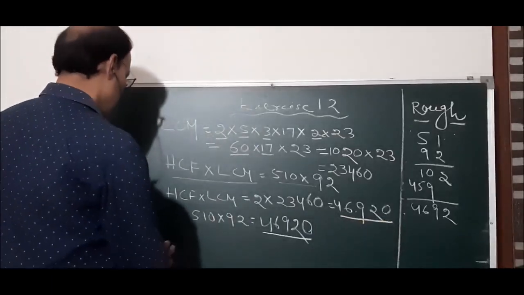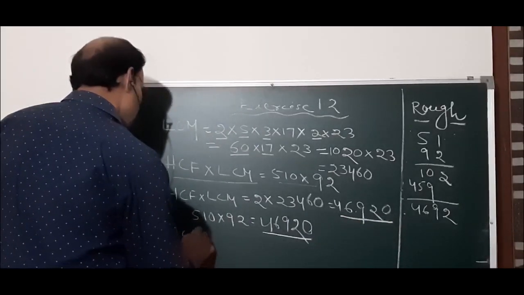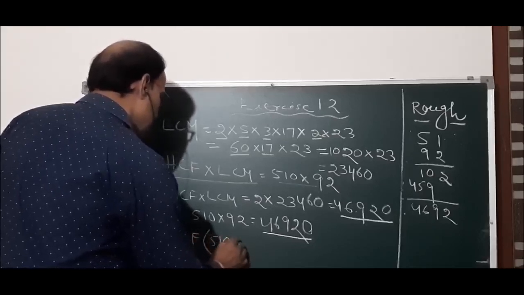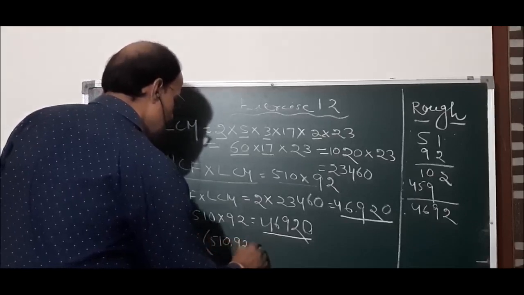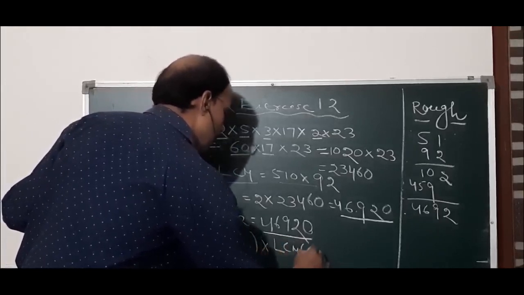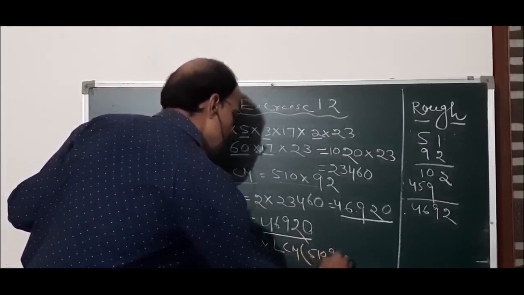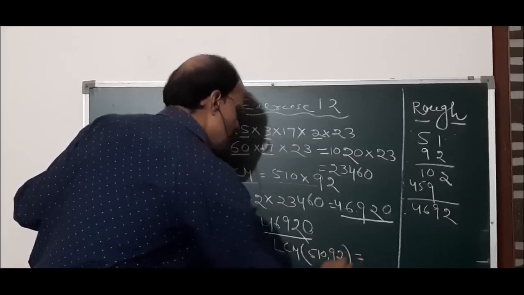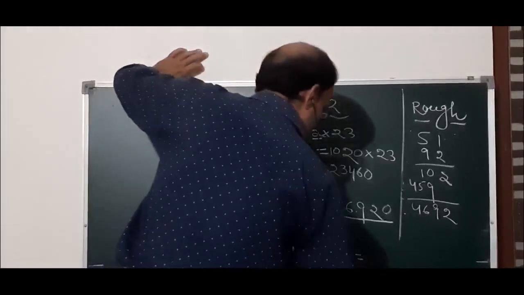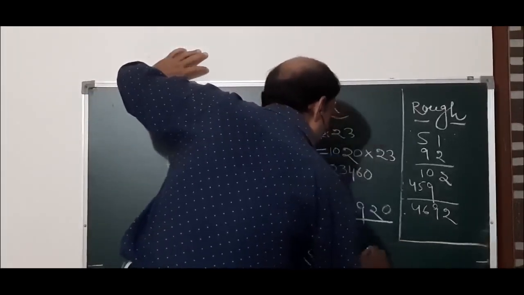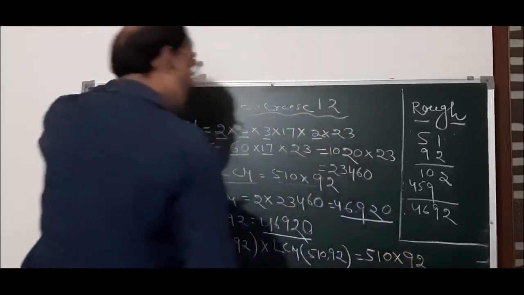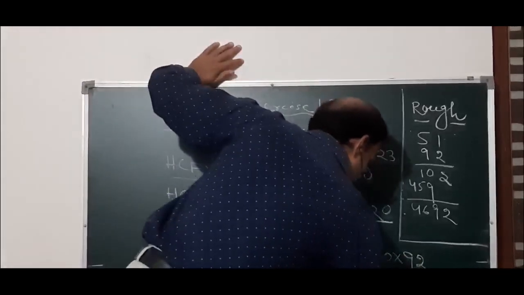So it means HCF of 510 and 92 multiply LCM of 510 and 92 equal to 510 multiply 92, and it is verified.